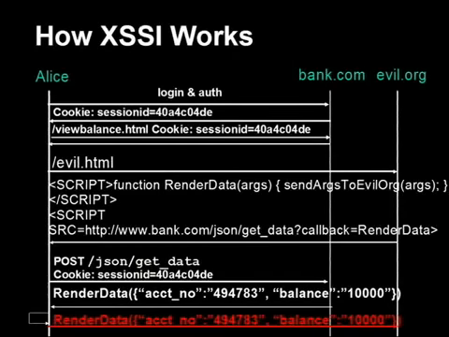to the website, passes the appropriate parameter, of course, because the user is logged into bank.com, provides the session ID in the cookie. Bank.com successfully authenticates Alice. Bank.com sends back the render data script and the JSON parameters containing the account number and the balance just as before, except now what happens is that because this is being rendered on evil.html, it goes ahead and calls the render data function in evil.html, which basically says, send these parameters off to evil.org.